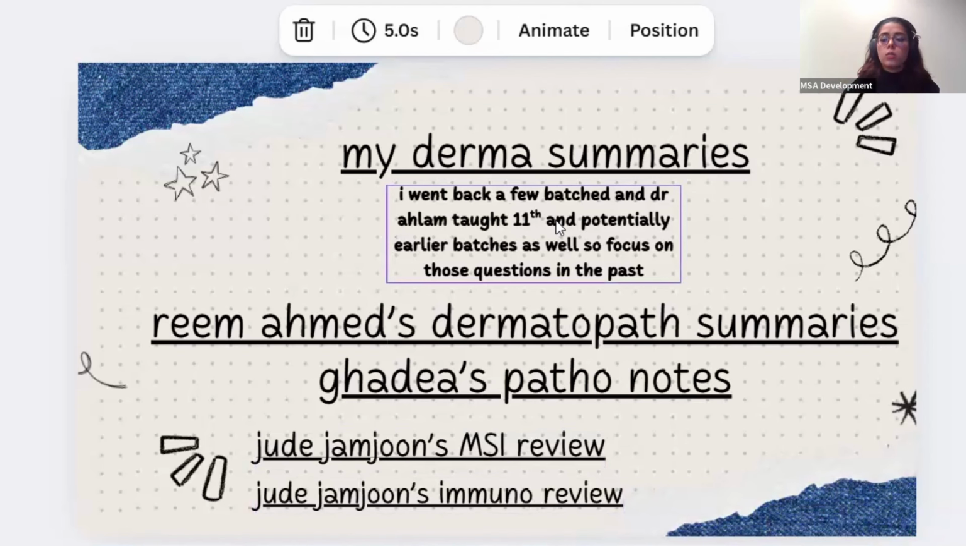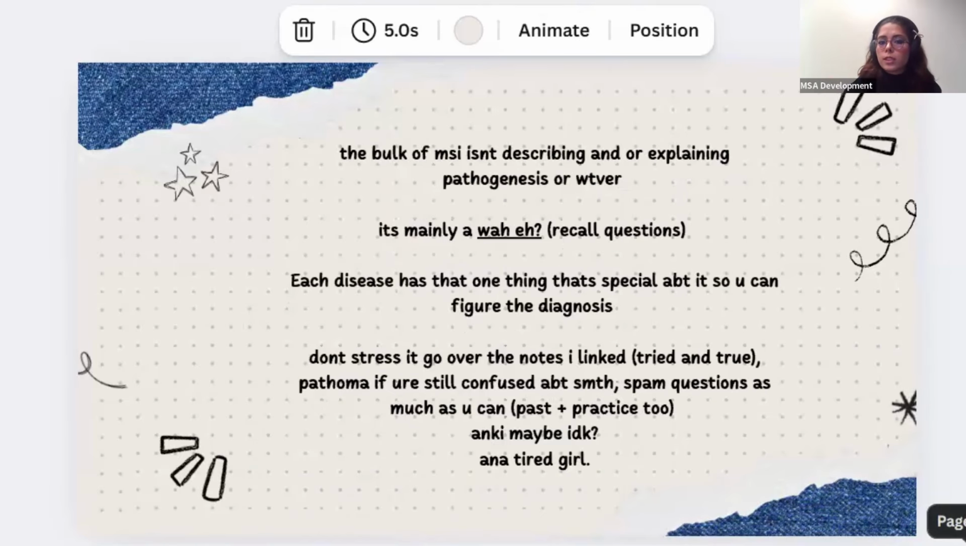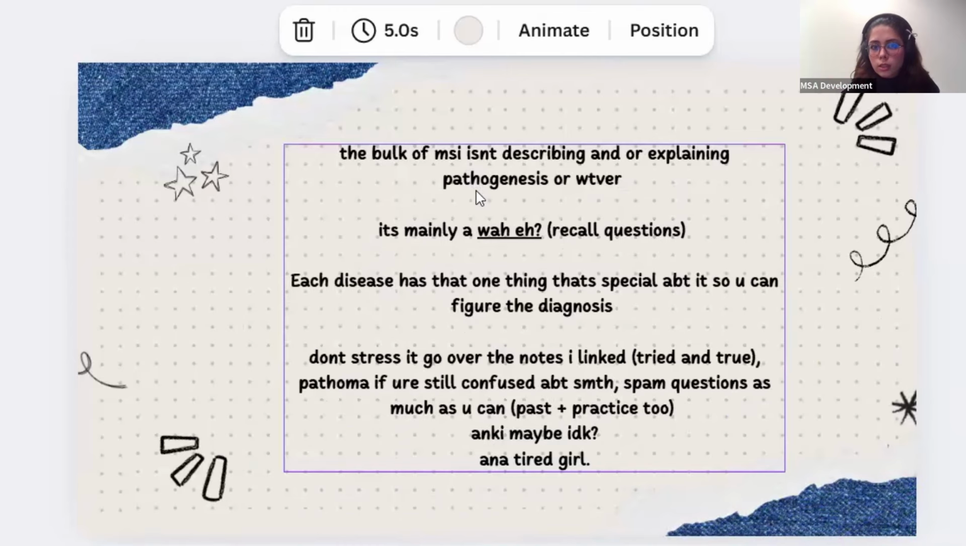Dr. Ahlam taught 11th batch and potentially earlier. So when you're going through the past papers, the per batch one, focus on the 11th batch and what she's asking about specifically. Okay. The bulk of MSI isn't describing or explaining pathogenesis or whatever. It's mainly recall questions. Each disease has that one thing that's special about it, so you can figure the diagnosis.